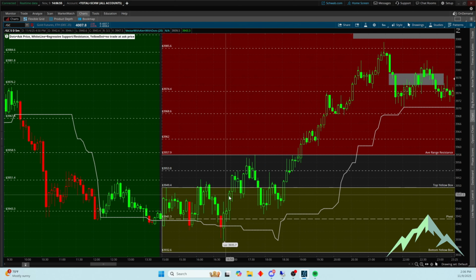And when we broke above the top yellow box and closed above, it just gave us that much more confidence that we are going to reach average range, like you can see we did right here, before going to the opposite side of the yellow box. So rather than playing just the strategy alone, the breakout strategy, I use it as a confluence for my trades.